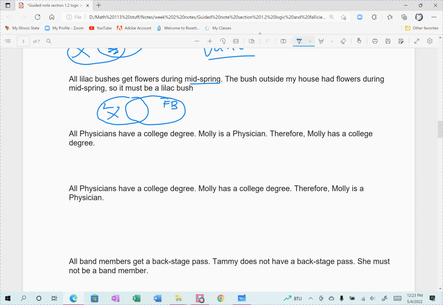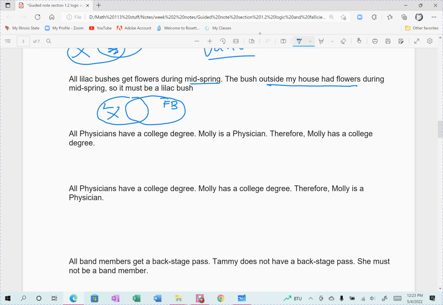The next statement is the bush outside my house had flowers. So that's the premise. There's two premises. All lilac bushes flower in mid-spring. My second premise is the bush outside my house has flowers in mid-spring. So the conclusion I drew is that it had to be a lilac bush.